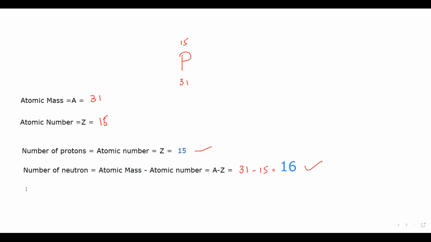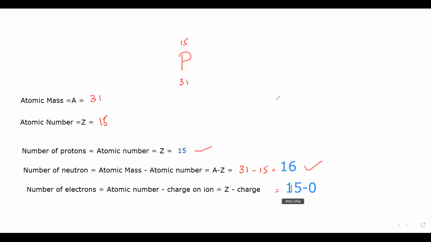And what about the number of electrons? That is equal to atomic number minus the charge on the ion, or you can also say that is Z minus the charge. As it's a neutral one, Z is equal to 15 and the charge is 0, so 15 minus 0 is equal to 15.